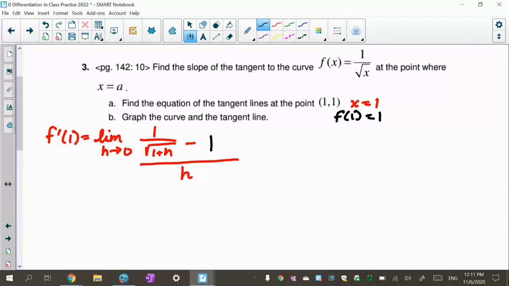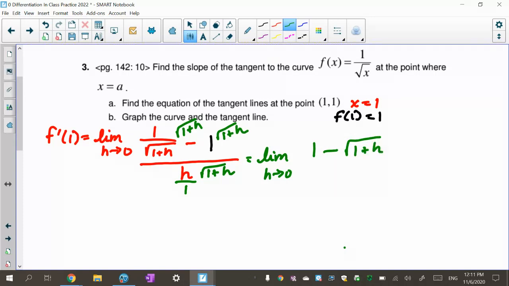And now what I'm going to do is, it's a complex fraction, so I'm going to multiply the numerator and the denominator by the common denominator. So I'm going to multiply them all by radical 1 plus h. So this is going to equal the limit as h approaches 0 of 1 minus radical 1 plus h, because I'm going to multiply that by 1, all over h radical 1 plus h. Now this should be getting a little familiar for you. I can multiply this by the conjugate of the numerator, because you're basically rationalizing the numerator. So I've got 1 plus radical 1 plus h, all over 1 plus radical 1 plus h.